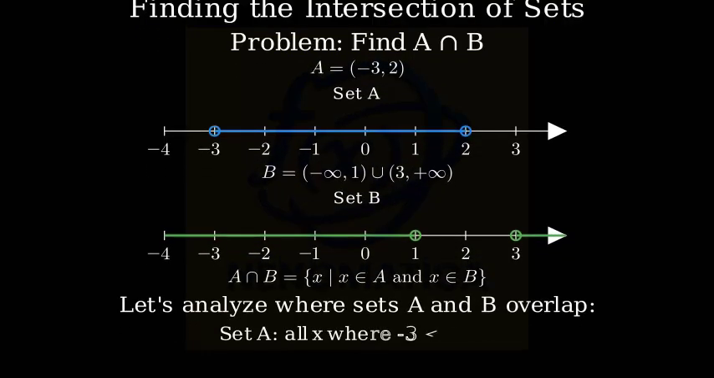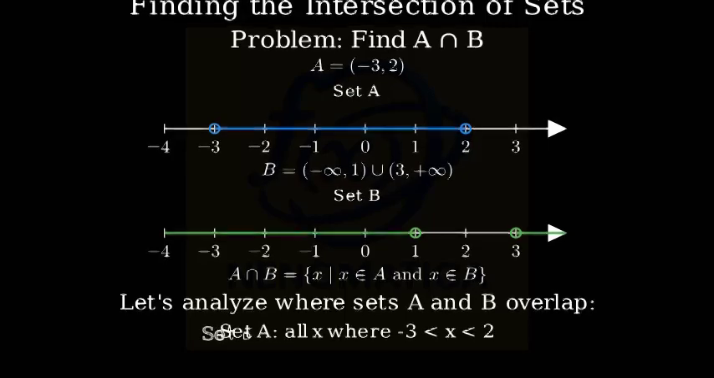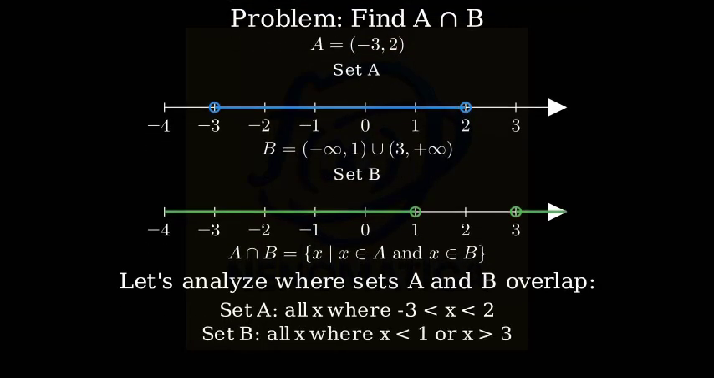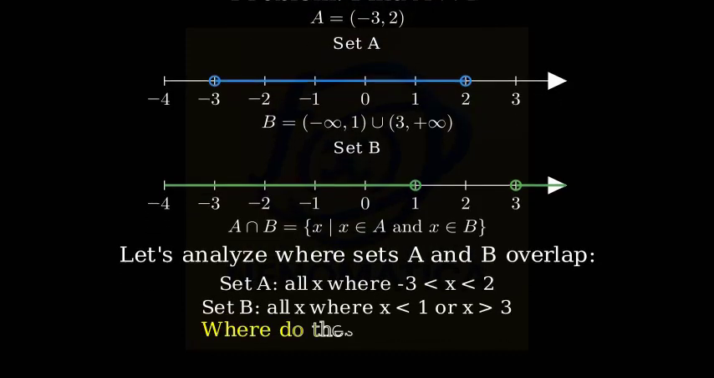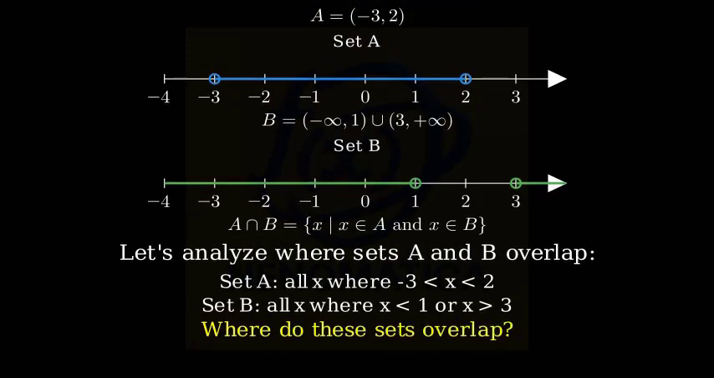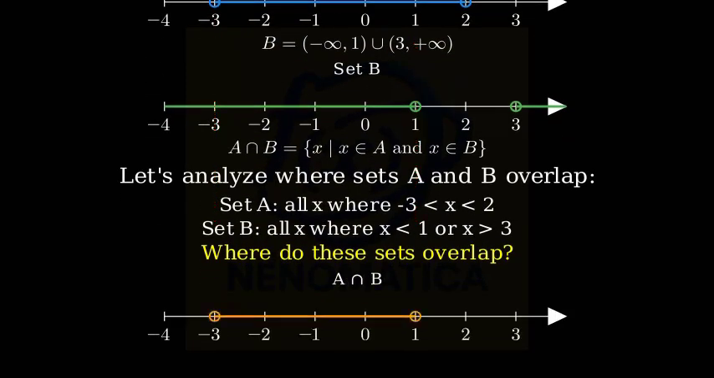Set A consists of all real numbers from -3 to 2, not including the endpoints. Set B consists of all real numbers from -infinity up to 1, not including 1, and also all numbers from 3 onwards to +infinity. Now, let's identify where these sets overlap. Looking at our number line visualizations, we can see that set A and set B overlap from -3 to 1. Specifically, this corresponds to the open interval from -3 to 1, written as open parenthesis -3 comma 1 close parenthesis.